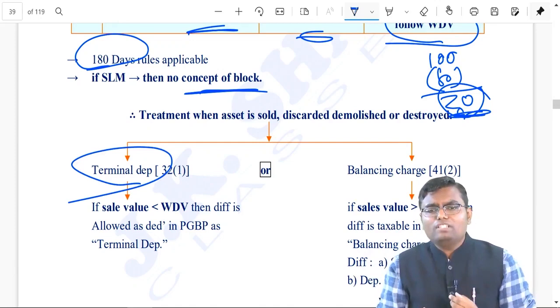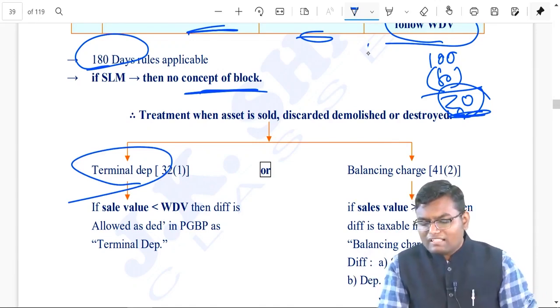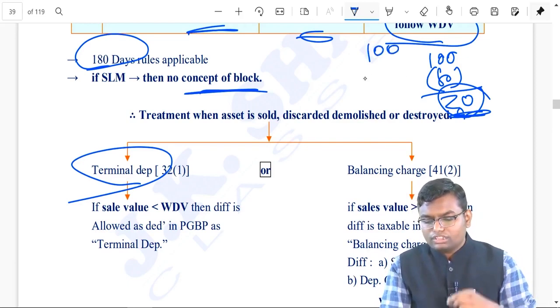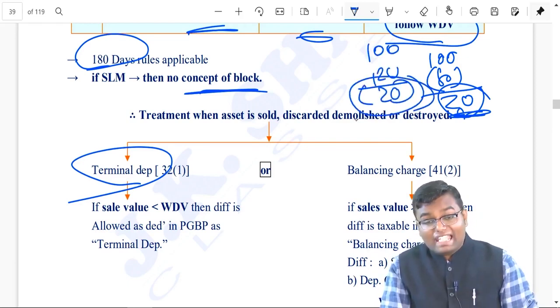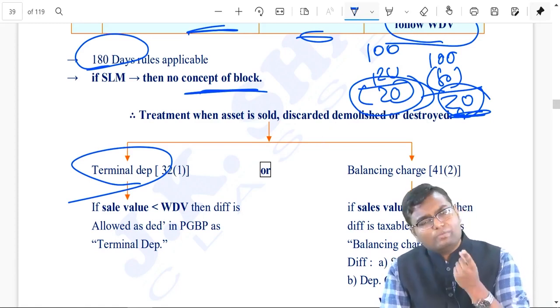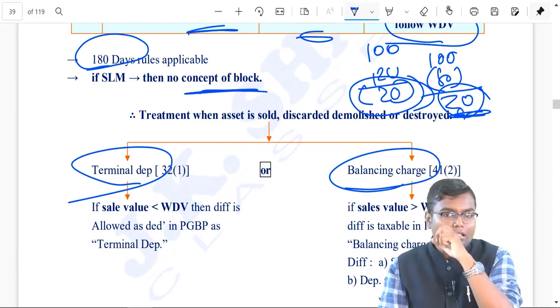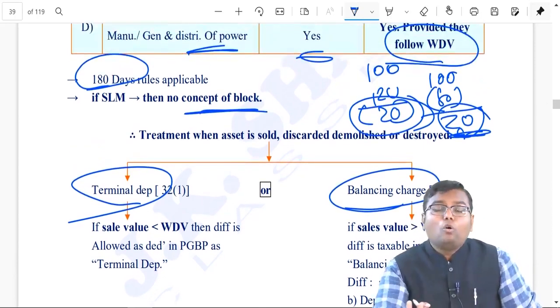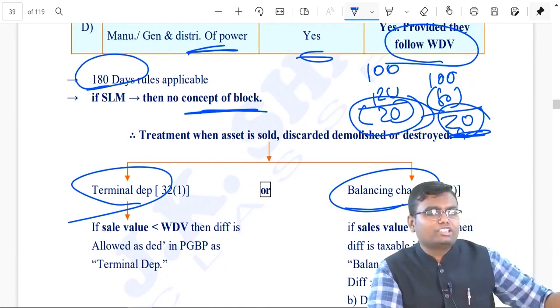Let's say you are into electricity manufacturing, you are following SLM method. You have one asset, the value is 100. You are selling for 120. Can I say there will be 20 rupees of gain? So that gain should be taxable under PGBP. That is called balancing charge. But what did the government say? Only that much amount will be taxable in PGBP for which you have claimed deduction earlier.